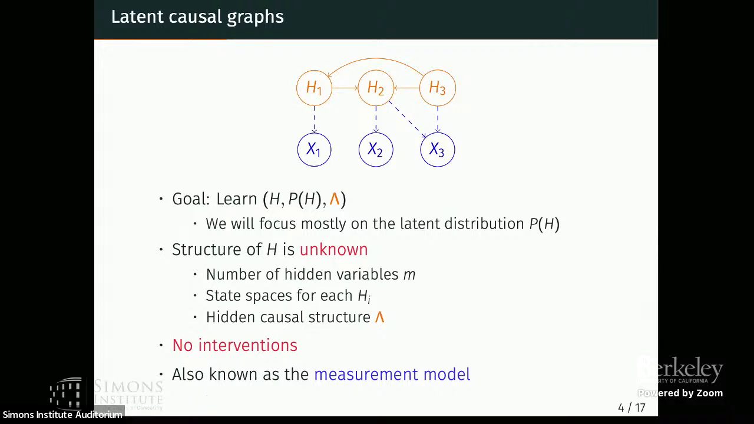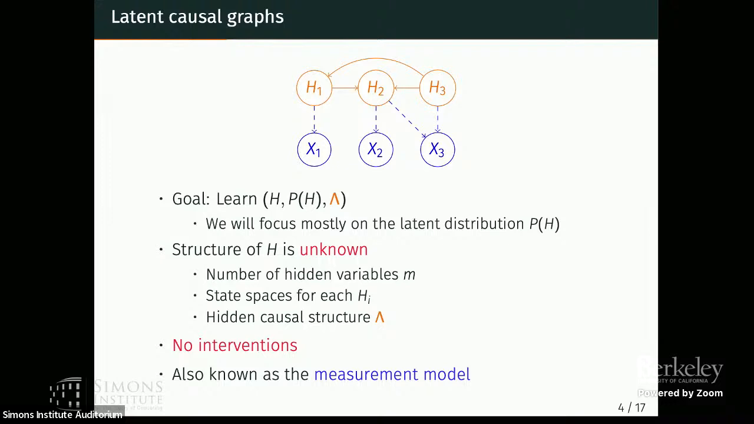I need to emphasize up front that the structure of H here is assumed to be entirely unknown. I don't know how many hidden variables there are. I don't know the size of the state spaces, and I don't know any of the relationships between the hidden variables. Okay? My goal is to figure this out just from the observed data. We don't have any interventions, and this model is also known as the measurement model.